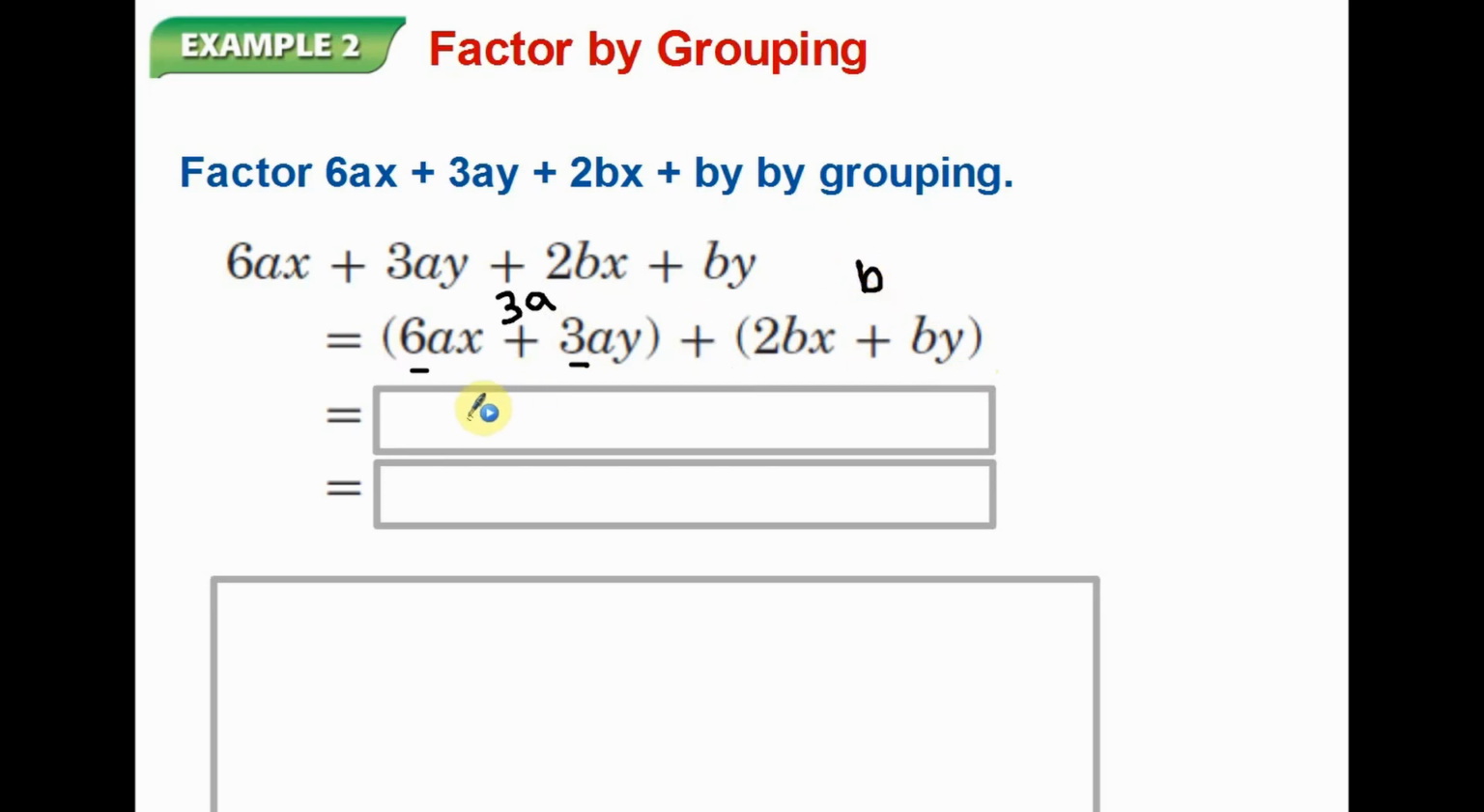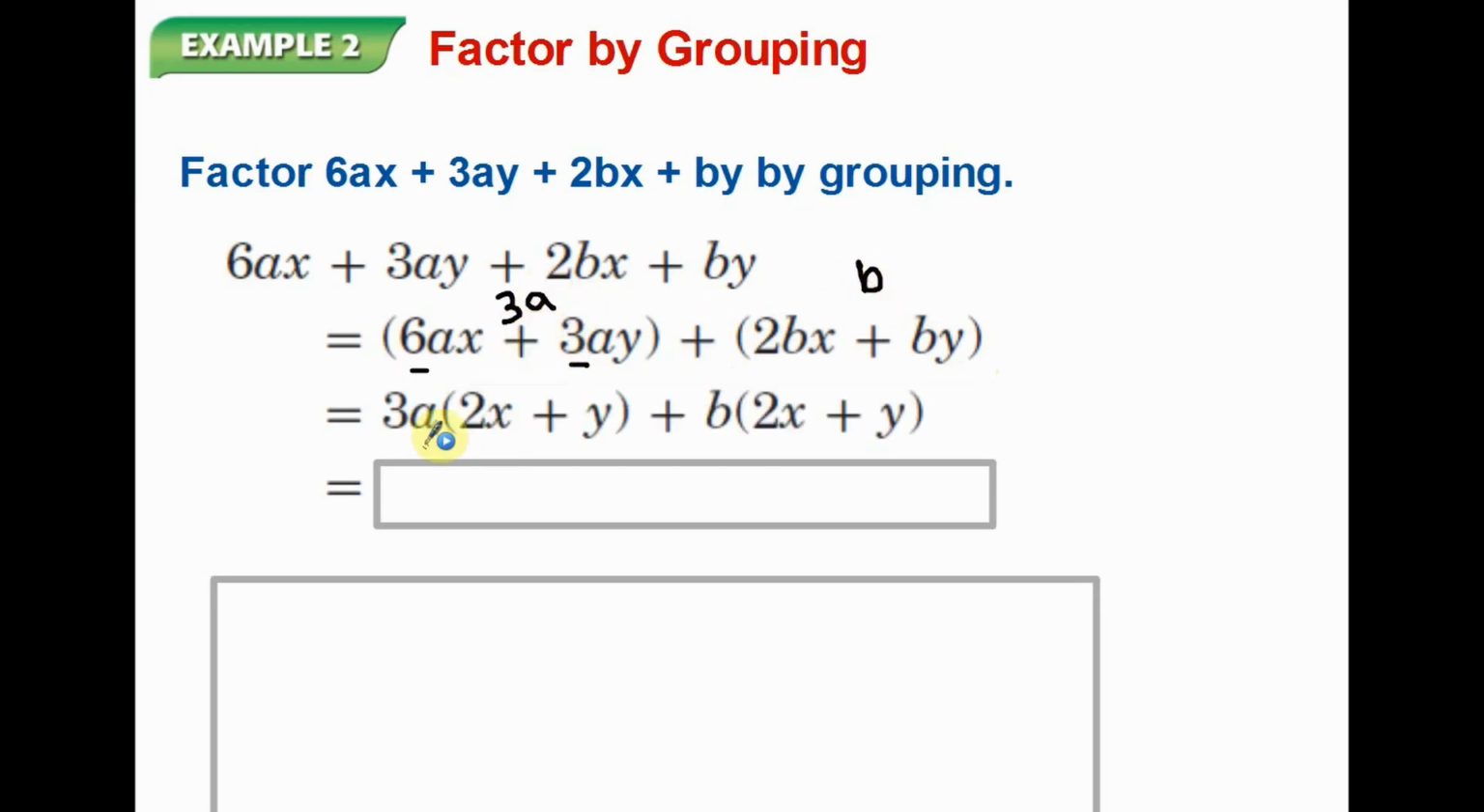So what we're going to do is take out this 3a. If you take out 3a from this group, 3a times 2x will give you 6ax. 3a times y will give you 3ay. Plus for the second term, remember that we pulled out the b. So if I pull out the b, b times 2x will give you the term back, and b times y will get you by. Now, do you notice that you still have one more step to do because you have the same groups right here?